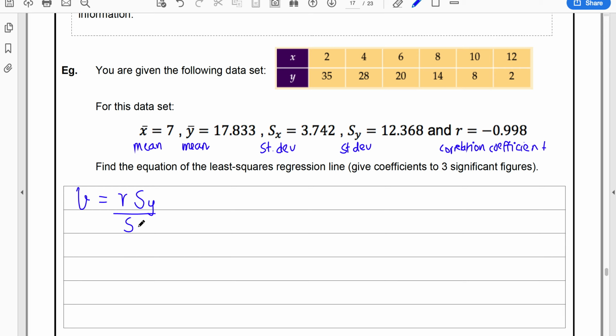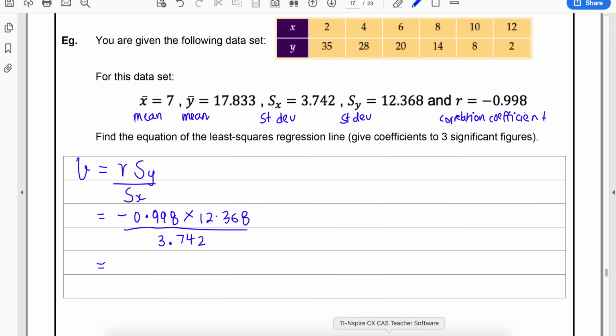To get B, we want to do R times SY over SX. So R is here, negative 0.998, times SY, here it is, 12.368, and that's divided by 3.742, which is our standard deviation of X. Okay, we'll need to open up our calculators now so that we can get that. Here we go.